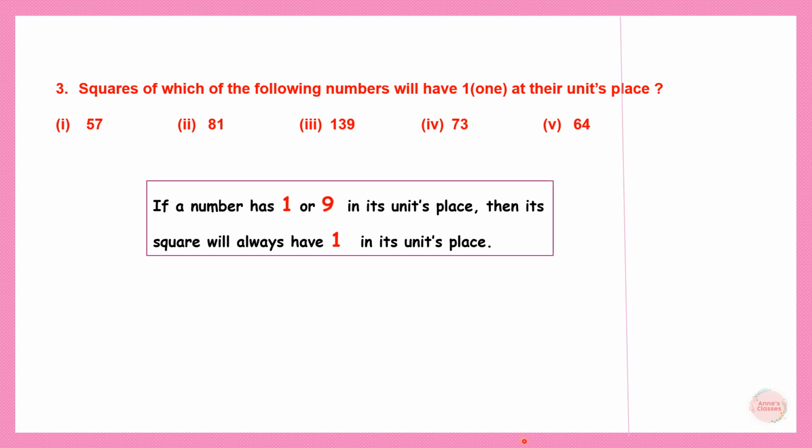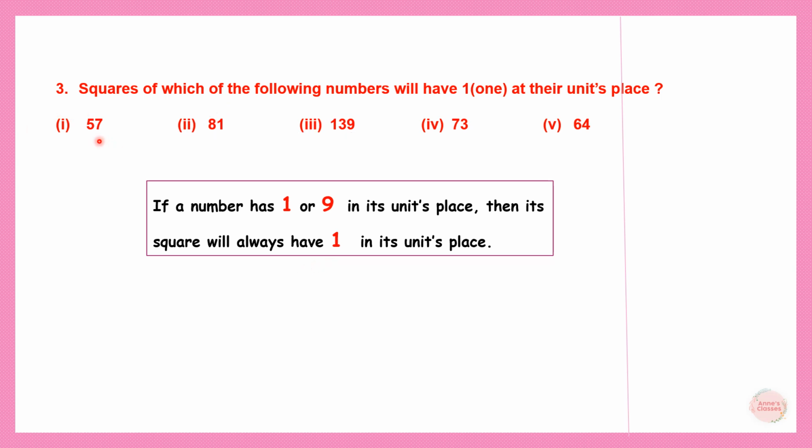So 81 has 1 in the units place. That means this one square will have 1. Okay, so 81 square will have 1 in the units place. Then we have to look for a number that has 9 in the units place. That is this number. So here, third one, 139 has 9 in the units place. That means that one square will have 1 in the units place.